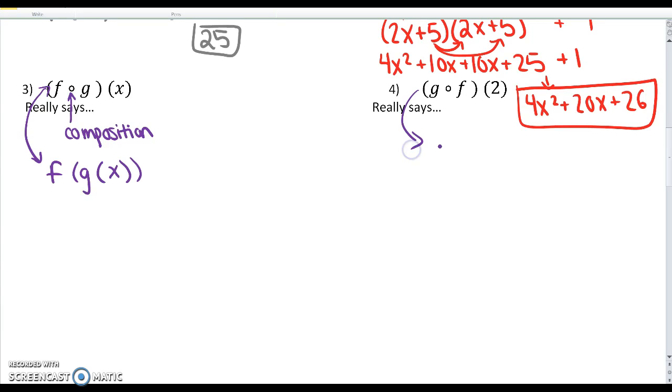Whereas this one says g of f of 2. So this tells you what the first input is, goes here, and then f of 2 gets plugged into g. So again, you can always rewrite them that way. I'm actually going to leave these for you to try on your own. So I'm going to pause the video, and I expect you to pause and try these on your own to practice. I'll come back with the answer so you can self-assess.